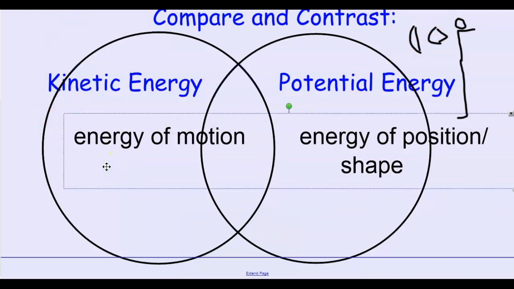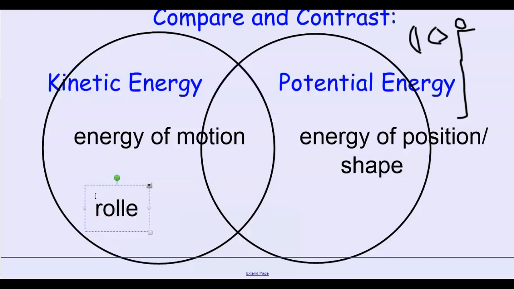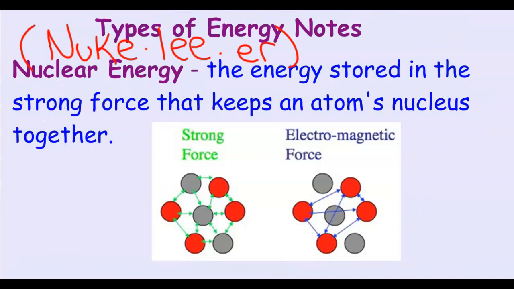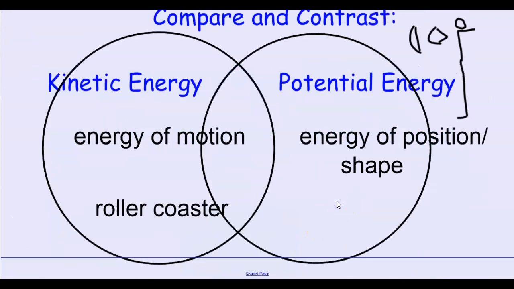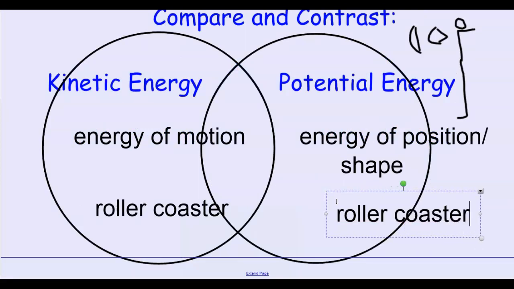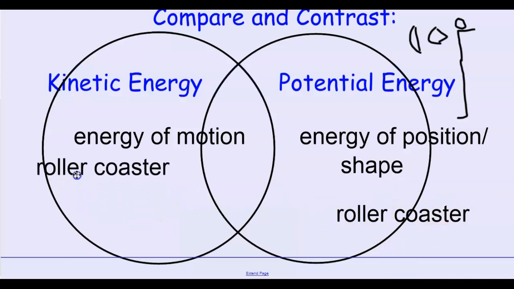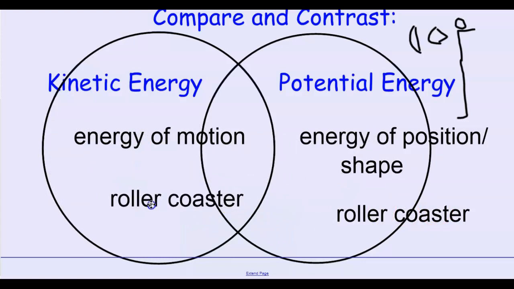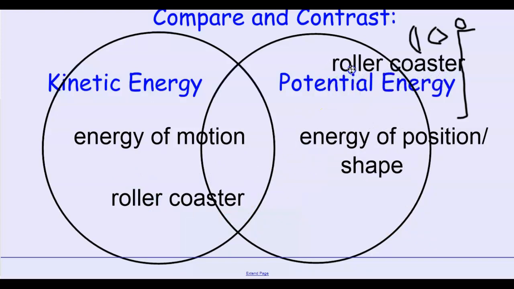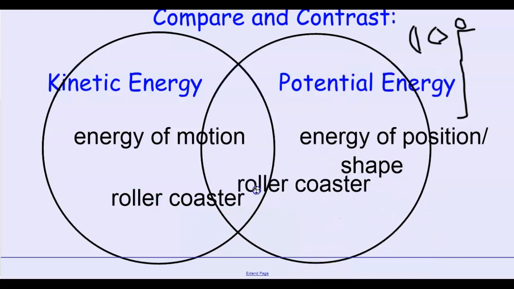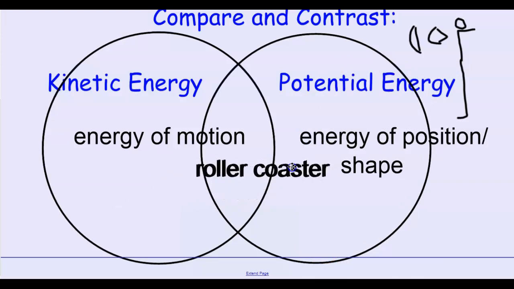Let's think of some examples. Kinetic energy being energy in motion, let's say a roller coaster. What about potential energy? Let's think of an object that has potential energy. Let's think of a roller coaster. Why do I say both? Same example. Why? Because a roller coaster is a good example of motion. As your roller coaster car is moving, you're gaining energy, therefore you've got kinetic energy. But as you go up to the top of the hill, your car slows down, gaining potential energy. So here's an example of something that has both kinetic and potential energy. And they're both forms of energy, of course.